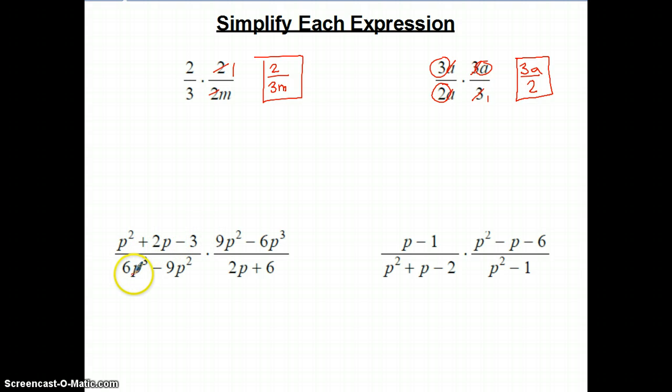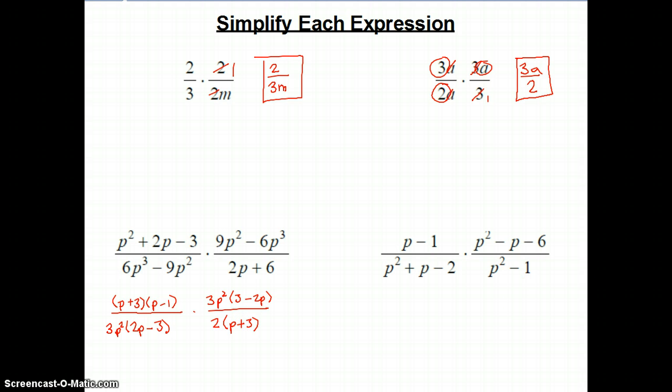So I am going to factor first. To factor this top numerator on the left, I will use the diamond method. However, I'm just going to jump straight to factored form. You can practice the diamond method on your own. You should have p plus 3 times p minus 1 all over, and on the bottom I can take out a 3p squared, leaving me with 2p minus 3, and on the right I can factor out again a 3p squared, leaving me with 3 minus 2p. On the bottom I can only factor out a 2, leaving me with p plus 3.